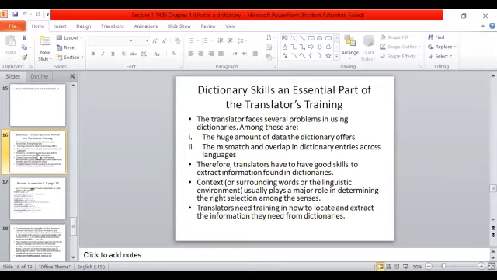Context, or the surrounding words or the linguistic environment. كل ده معاني لكلمة context. Context عموما معناها situation بس هنا معناها surrounding words or the linguistic environment. It usually plays a major role in determining the right selection among the senses. Translators need training in how to locate and extract the information they need from dictionaries.